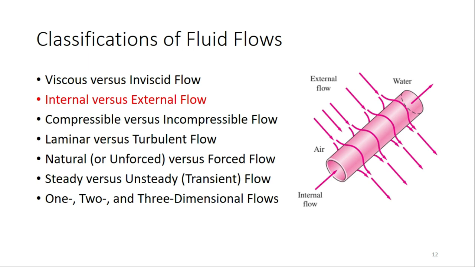The fluid flow in a pipe or in a duct will be considered internal flow if the fluid is completely bounded by solid surfaces. The simplest example is water flowing in a pipe, which is an internal flow. Whereas air flowing over a pipe is an example of external flow. Water flow in a pipe is an internal flow, and the air flowing over the exposed pipe during a windy day, as you can see in this diagram, is an external flow.